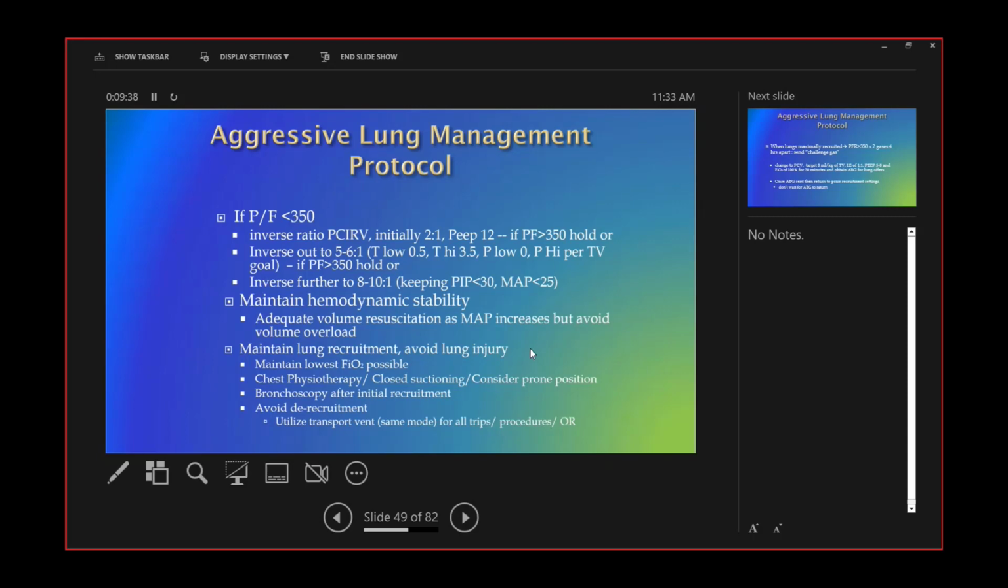Once we're there, if we're still not getting a PF ratio greater than 350, then we flip them over into an APRV mode or a bivent mode or an extreme inverse pressure control mode out to usually a 5 or 6-to-1. So we'll do a T low of 0.5 and a T high of 3.5. Again, if your rate is too high, you cannot do it. If your rate's above maybe 18, you can't flip backwards. You can't go into an inverse ratio ventilation.